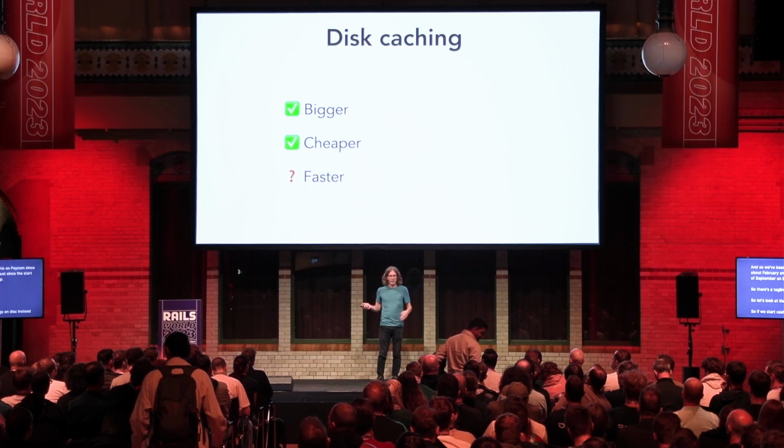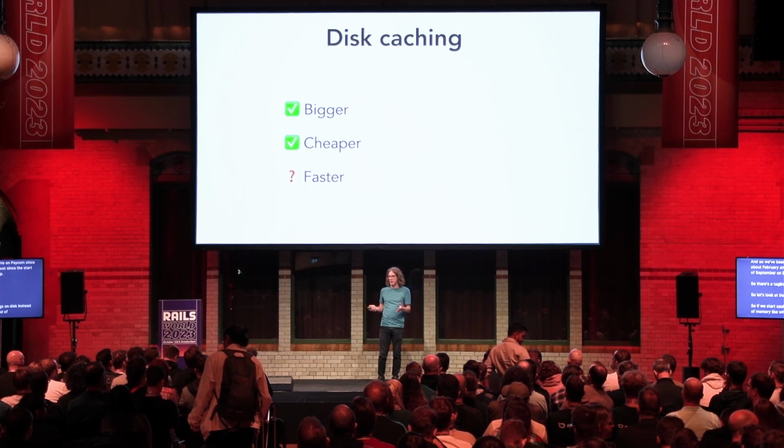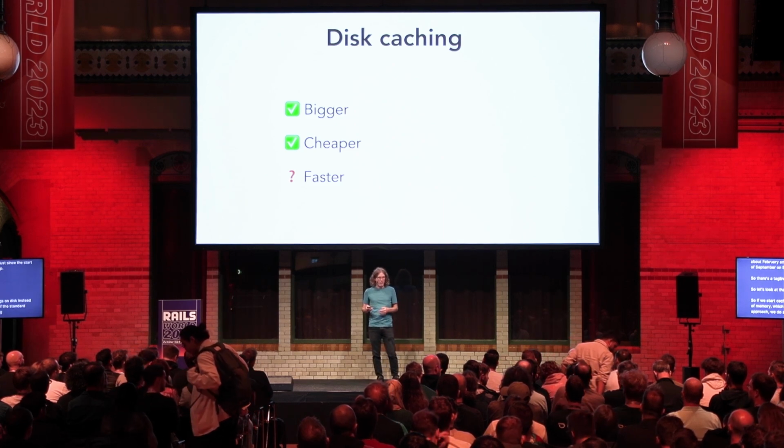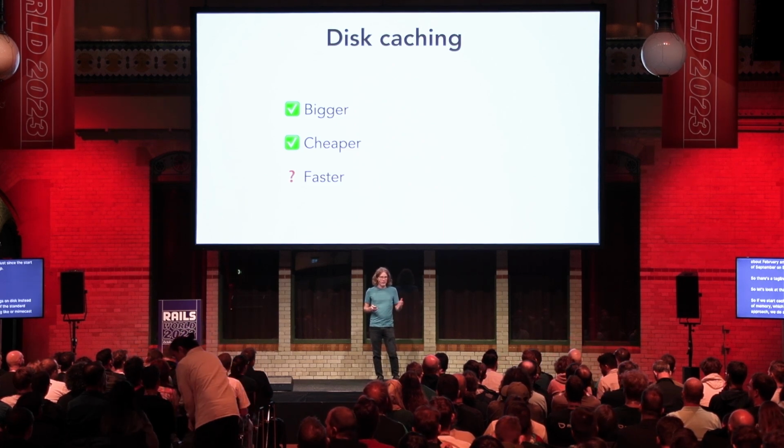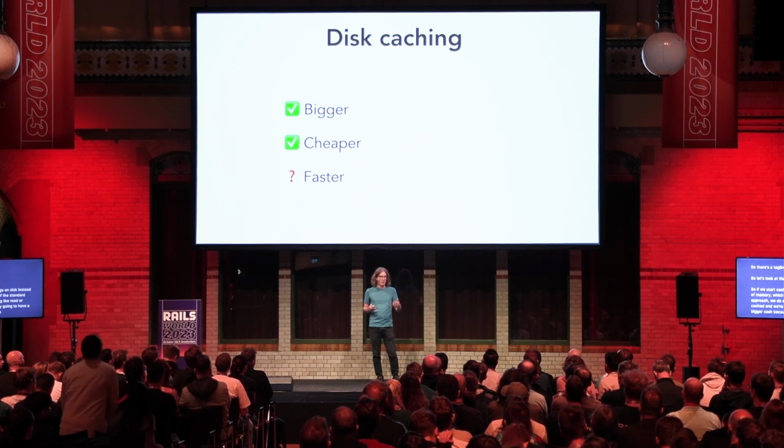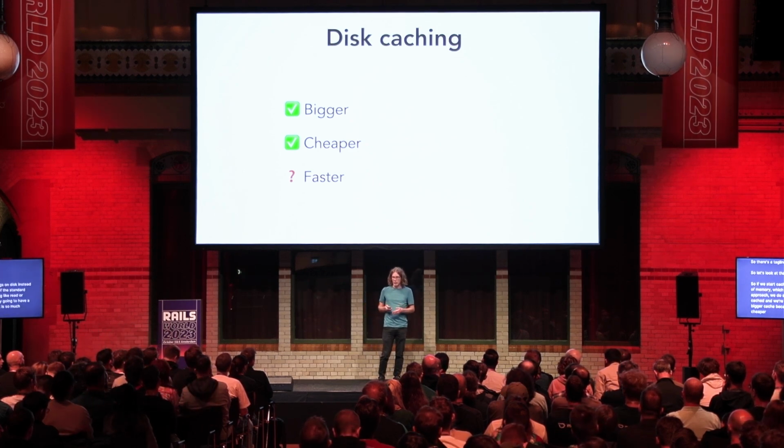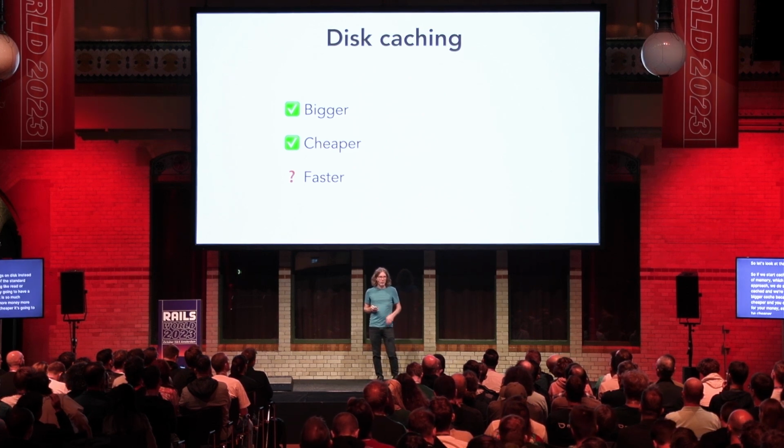So if we start caching things on disk instead of memory, which is the standard approach where you'd use something like Redis or memcached, we're definitely going to be able to have a bigger cache because disk is so much cheaper and you can get more for your money. It's definitely going to be cheaper, but our question was, will it be faster? The individual operations, we're not expecting those to be faster, but hopefully the cache overall will make our application faster, which is what matters really.